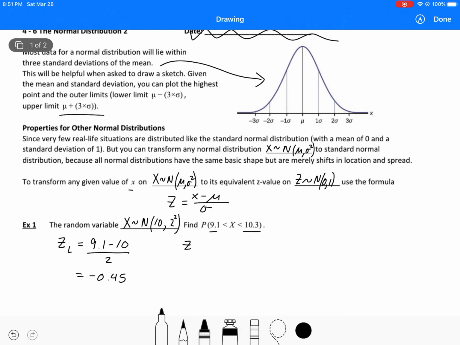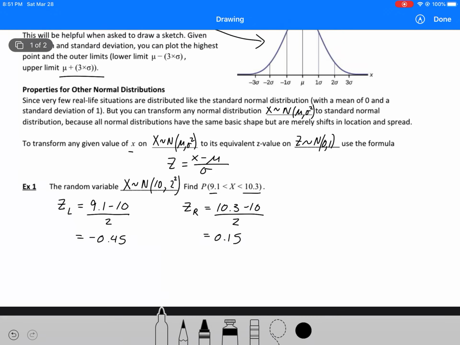And then we're going to shift our higher limit, or our right limit. We do the same thing: take away mu, divide by the standard deviation. This gives you 0.15. Now we have a new situation. We're now looking for the normalized probability between minus 0.45 and 0.15.